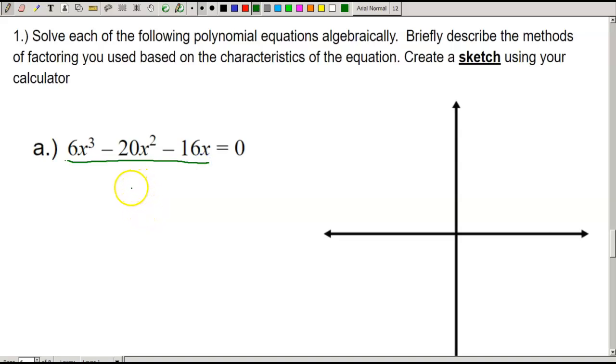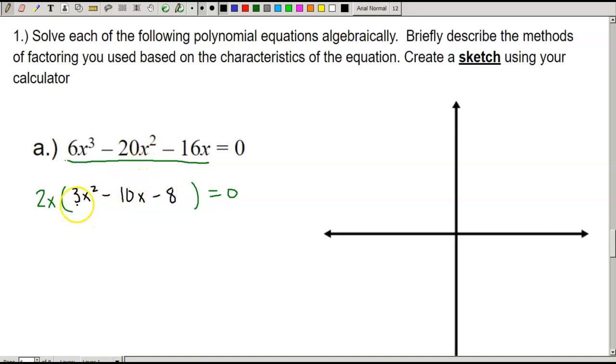So thinking back to everything we know, we want to factor out a common factor first. So we look at these three terms, and everything can be divided by at least a 2, right? So we can take a 2 out and also an x. So I'm going to go ahead and take out a 2x from this and rewrite this problem as 3x squared minus 10x minus 8.